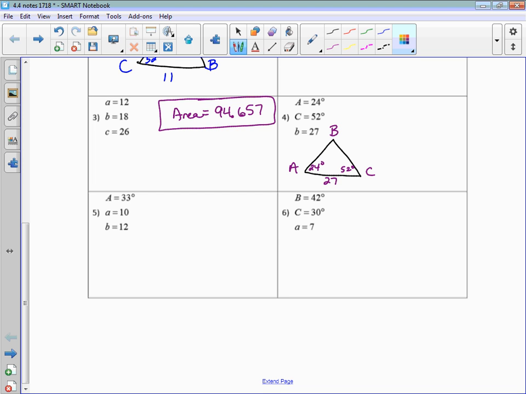All right. So if you look at this, do I have enough information to do either of the 2 area formulas?